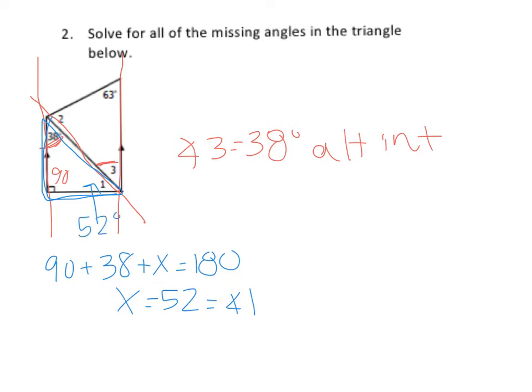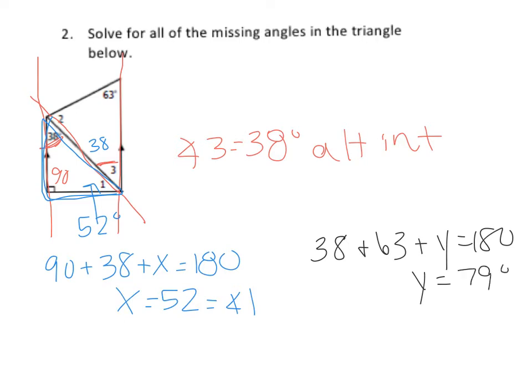We know angle 3 was 38. So on this top triangle, all of those will also add up to 180 degrees. So similarly, 38 plus 63 plus angle 2, which I'll call y, should equal 180 degrees. If I solve that equation, y ends up being 79 degrees, which was angle 2. So in this problem, we used parallel lines, and we used the fact that triangles add up to 180 degrees.